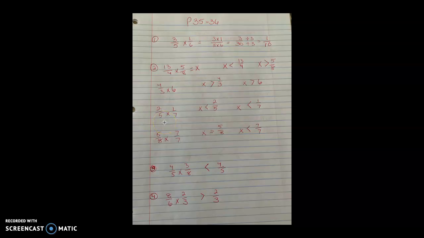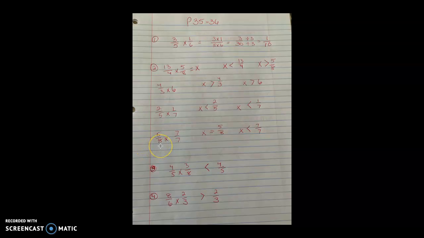On the next one, notice both of the fractions are smaller than 1 whole. That means the numerator, the top number, is smaller. So both of these are smaller than 1 whole. So when I multiply them in either direction, my answer is going to be smaller than what I started with because I'm multiplying by a number that is smaller than 1 whole.